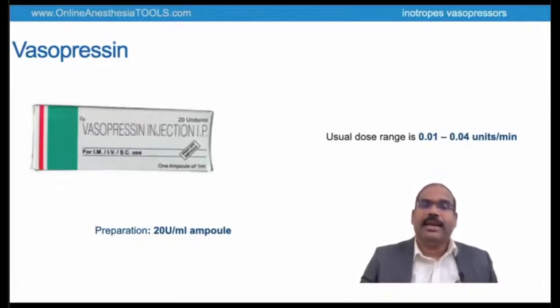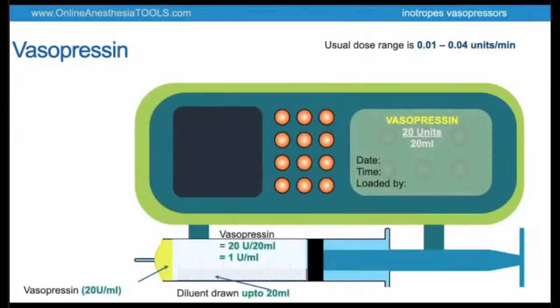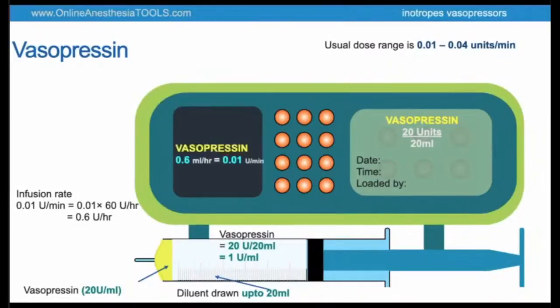The preparation available is a 20 units per ml ampule. Again, you can dilute in a 20 ml syringe; 20 units in 20 ml will make 1 unit per ml. The dose range is 0.01 to 0.04 units per minute. You can start at 0.6 units per hour, and maybe go by multiples of 0.6, like 1.2, 1.8 and 2.4 units per hour.